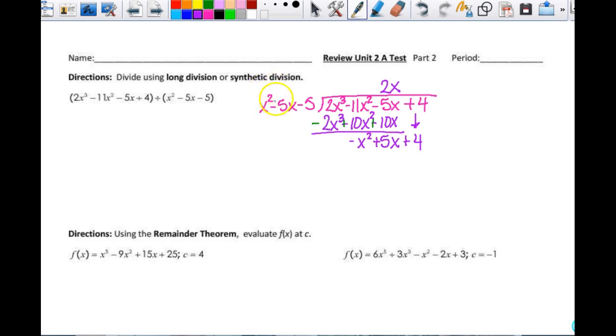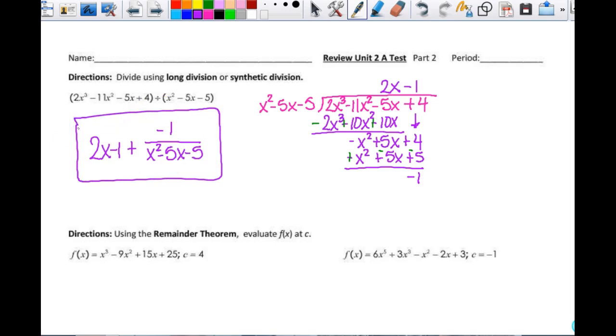Then I'm going to divide x squared into negative x squared, which just gives me negative 1. This gives me negative x squared plus 5x plus 5. Go through and change my signs. These zero out, these zero out, and then I'm just left with a negative 1. I don't have anything else to bring down. I cannot divide that into there. So my answer in the end then is 2x minus 1 plus negative 1 over x squared minus 5x minus 5.